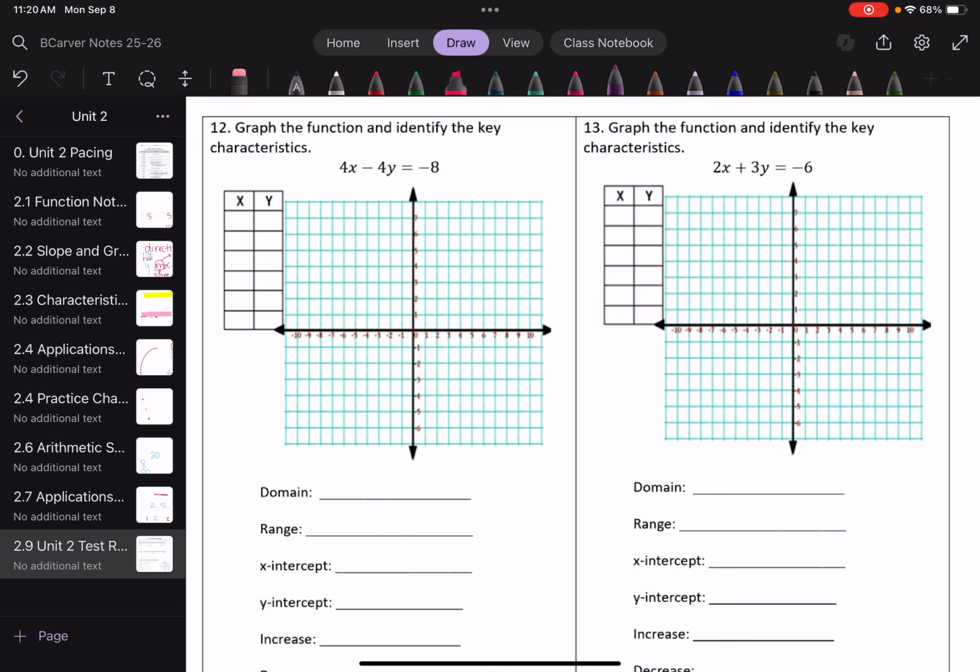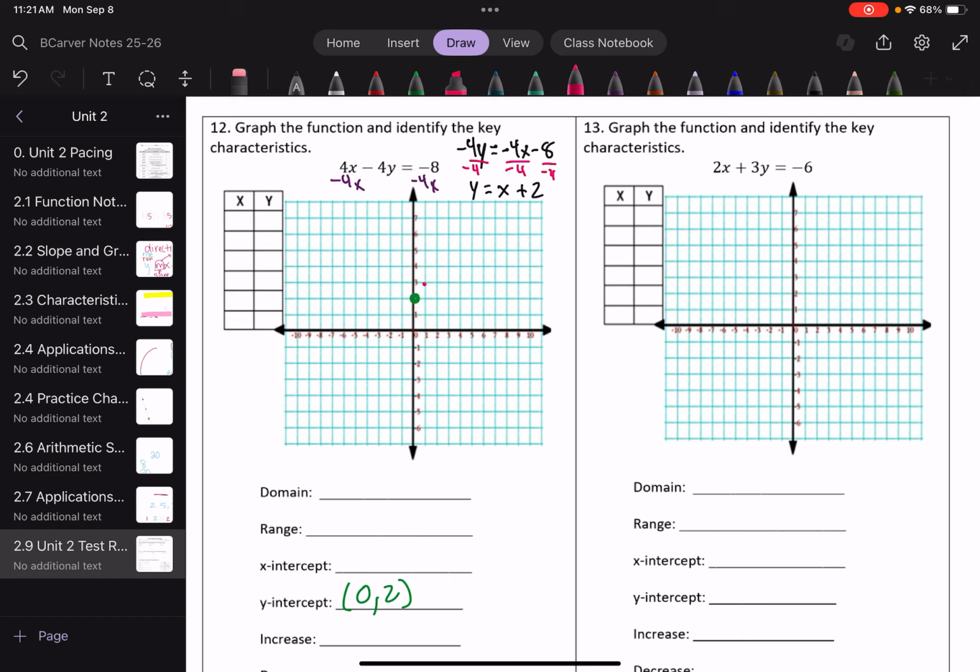We need to go ahead and get y by itself by subtracting 4x from both sides. This will give us negative 4y is equal to negative 4x minus 8. And then we need to divide each term by negative 4. So our slope-intercept form of this function is y equals x plus 2. That's going to give us a y-intercept at (0, 2), and we're going to have a slope of 1.